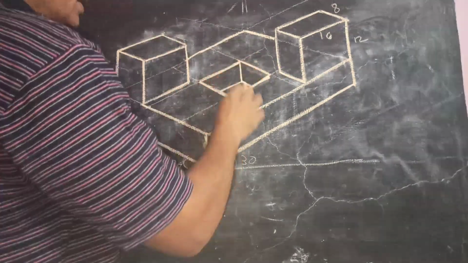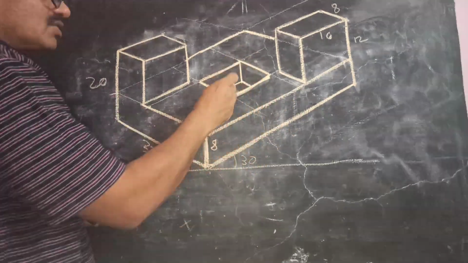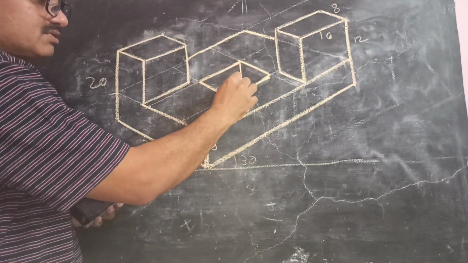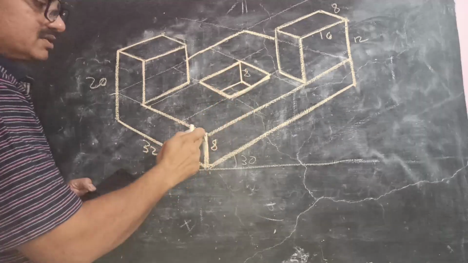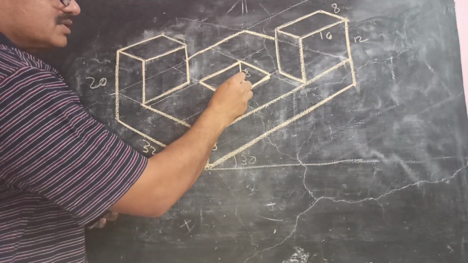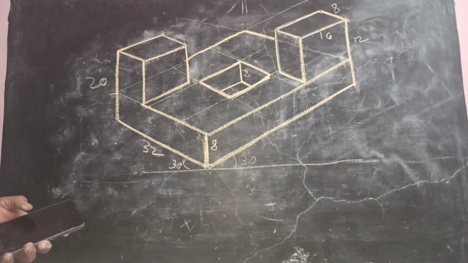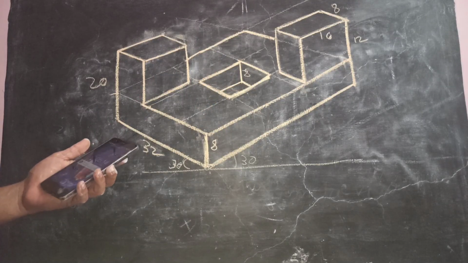Now this hole is having the depth equal to the height of this platform. So draw a vertical line from this corner equal to 8 mm because the height is 8. From this corner draw a line parallel to this. From this corner draw a line parallel to this. You will get the 3D diagram of this particular problem.